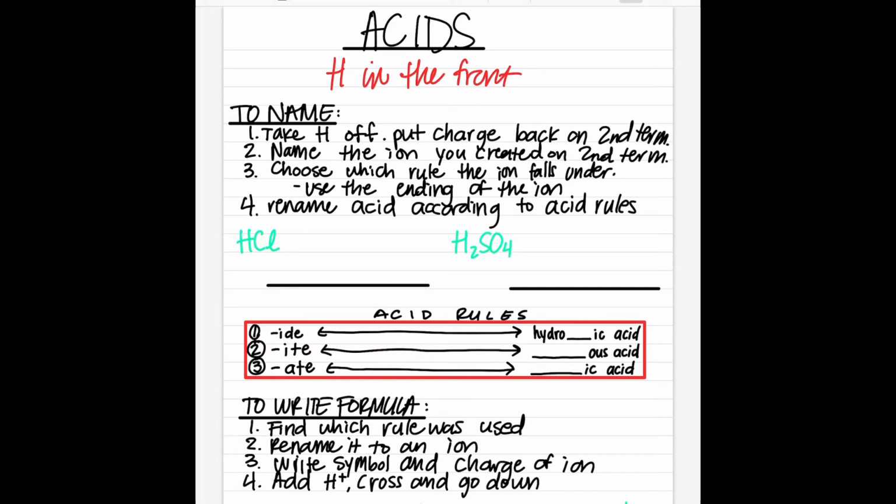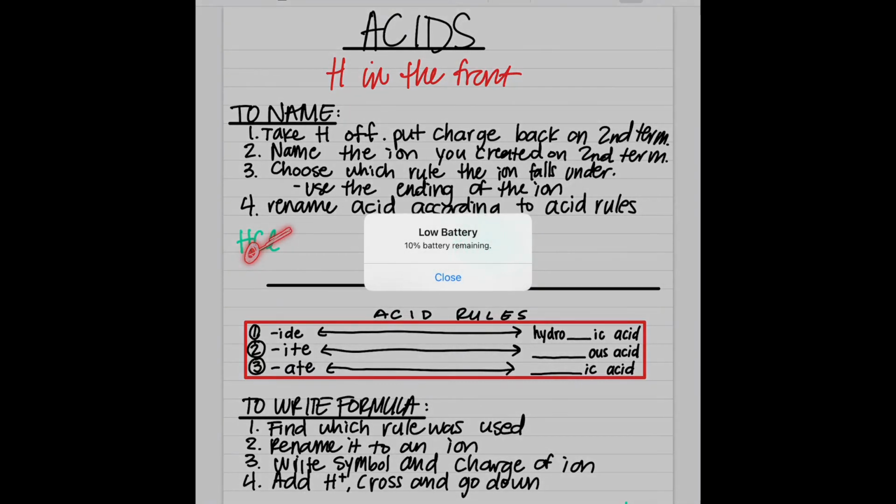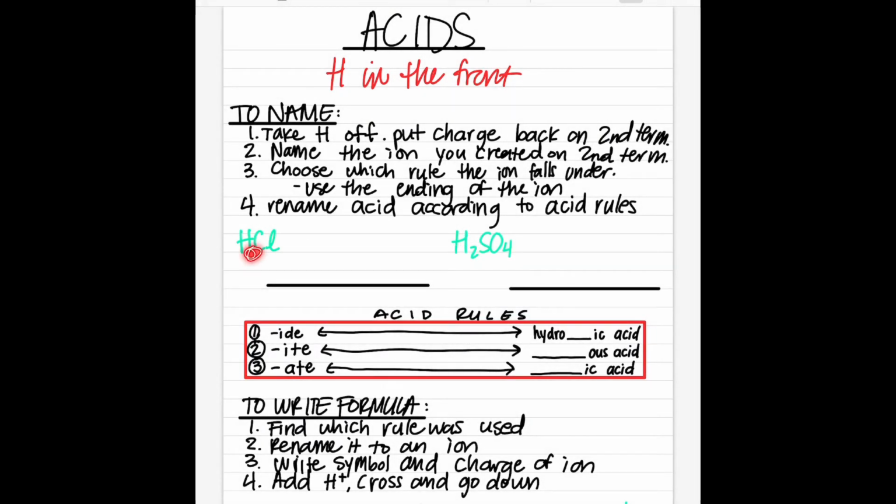So to name an acid, you need to take the H off and put the charge back on the second term. Remember, on acids you're still going to cross and go down, so whatever subscript is here needs to go back at the top.